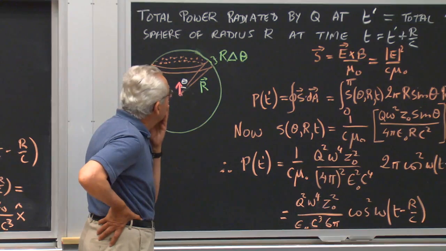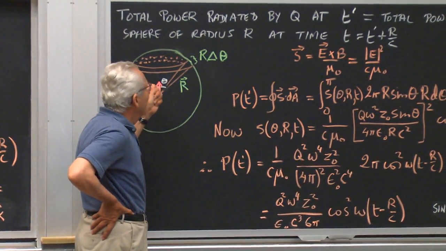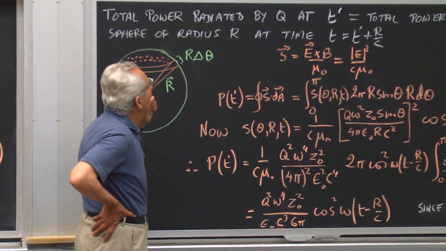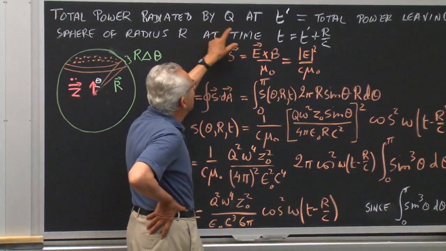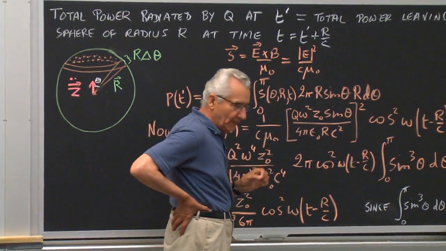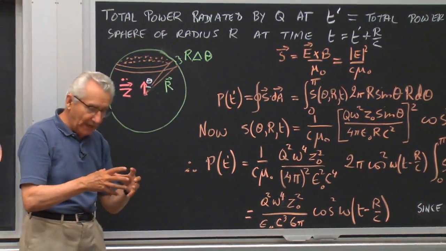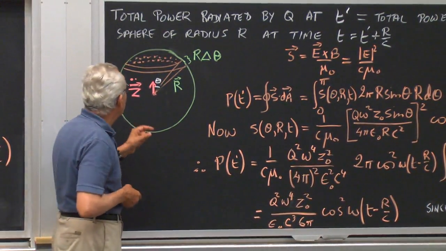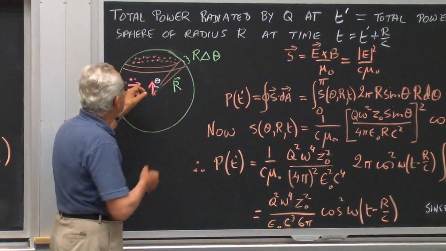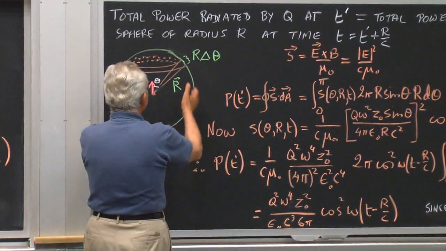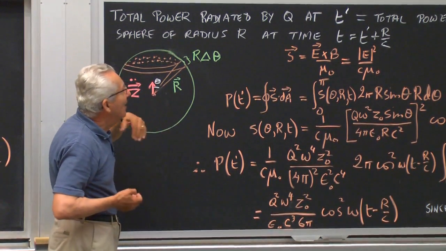And the way we're going to do this, the question now is, for this particular charge, oscillating like we discussed, what is the total energy per second, in other words, power, radiated at the time t prime? Clearly, if it's radiating energy outwards by conservation of energy, the amount of energy coming out of this will be the same as the amount of energy crossing a sphere of radius r at a later time.